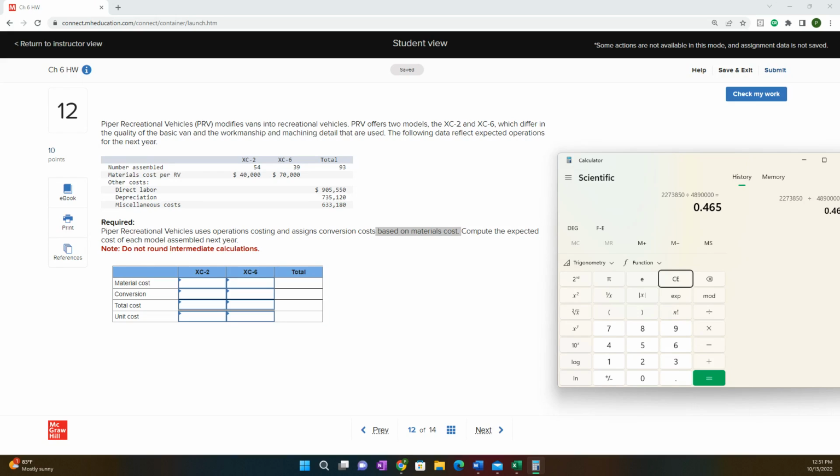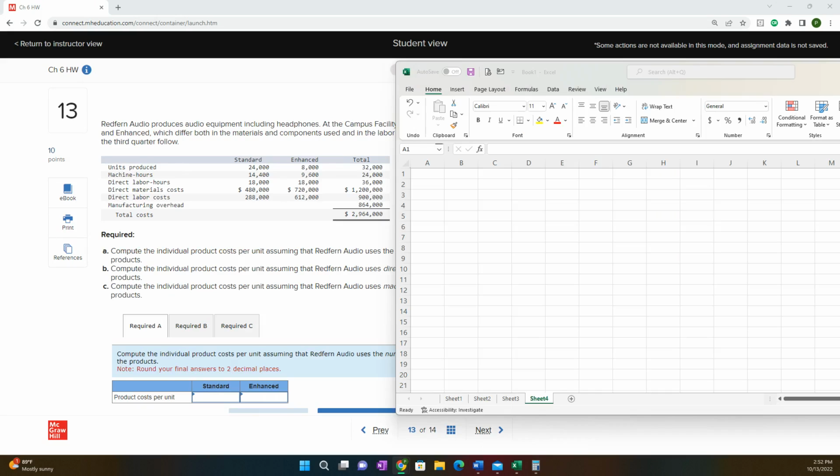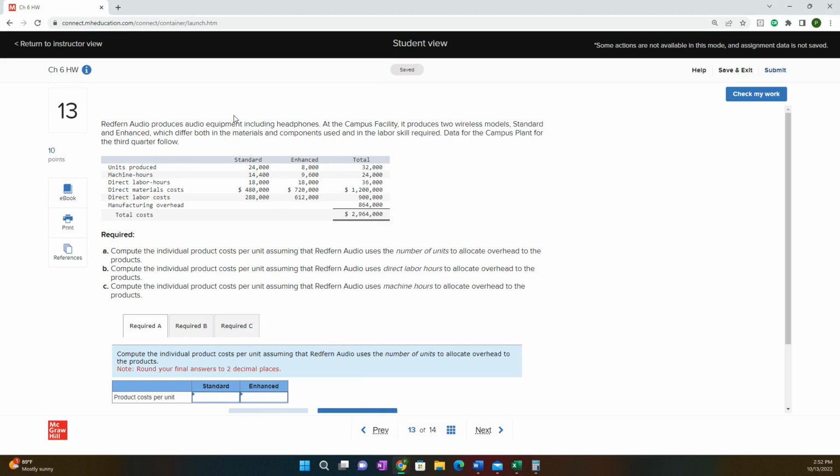Question number 13. For this question, we're back to Redfern Audio. If you recall the questions that we worked before, we had to calculate the predetermined overhead rate based on either the number of units or a cost. And for questions number 13 and 14, we'll have to calculate those amounts again, but take it a step further this time and apply the rate to the actual numbers and then calculate the actual product cost per unit. So I'll do part A, and then I'll let you guys do part B and C as well as number 14 on your own.